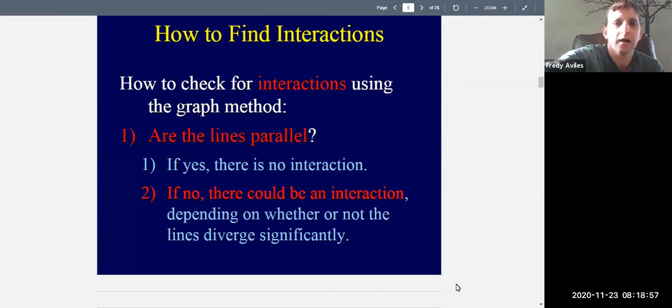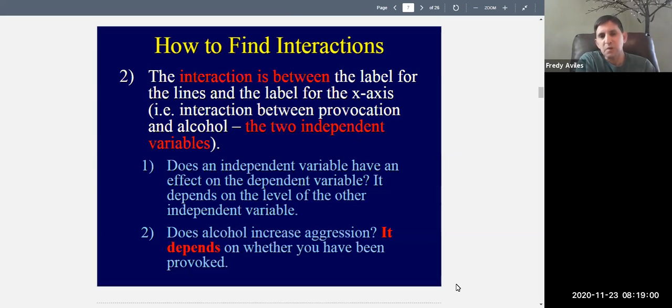Now, we need to be able to describe the interaction. The interaction is between the label for the lines and the label for the x-axis. The interaction is between our factors, our independent variables. It's an interaction between provocation and alcohol. Provocation is one independent variable, alcohol is the other. Because the lines have different slopes, that means there's an interaction between alcohol and provocation, or between provocation and alcohol. Those are our two independent variables.